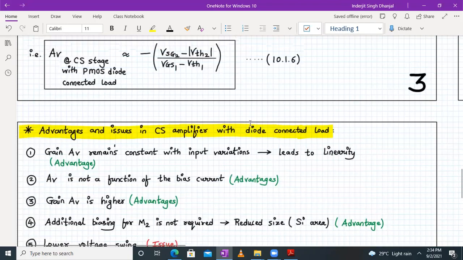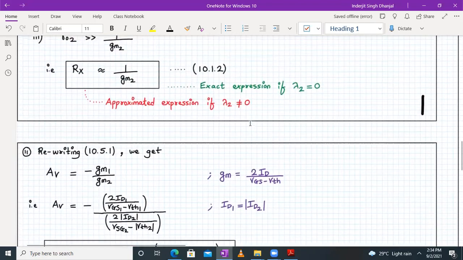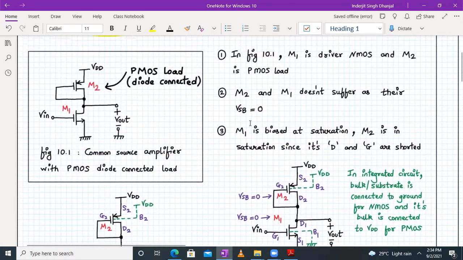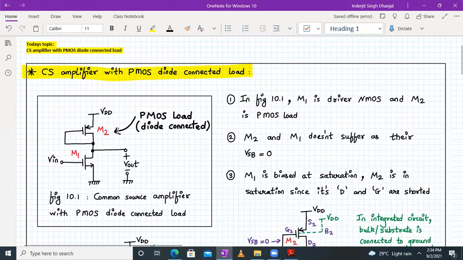Okay, so I guess we have covered the topics which were meant for AVLSI lecture number 10.1, and let's revise what we have done. So first of all, we have derived the expression for the voltage gain for PMOS diode connected load common source amplifier, and next we have seen how the gain is independent of the signal variations. We have made some observations based on the final small signal voltage gain formula, and also we have seen some of the advantages and disadvantages of using a common source amplifier with a diode connected load.